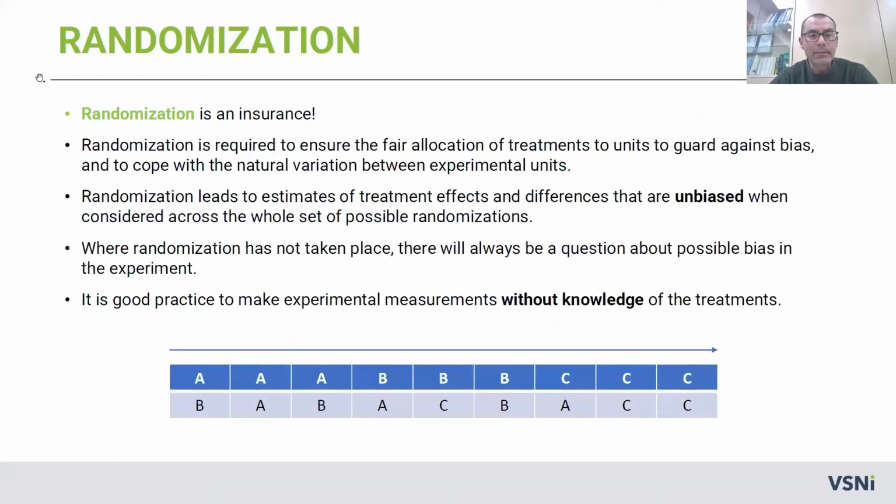So let me just start with randomization. Randomization is always for us an insurance against anything that we might think could have a bias. So anything that helps me remove that potential bias that I might have, so it guards me against some potential improper allocation of the units.